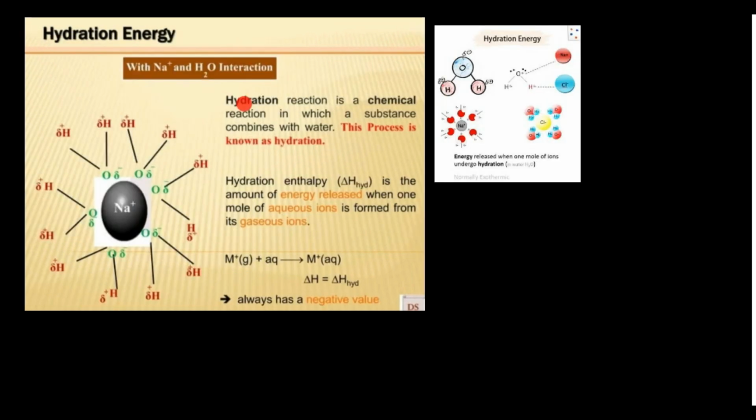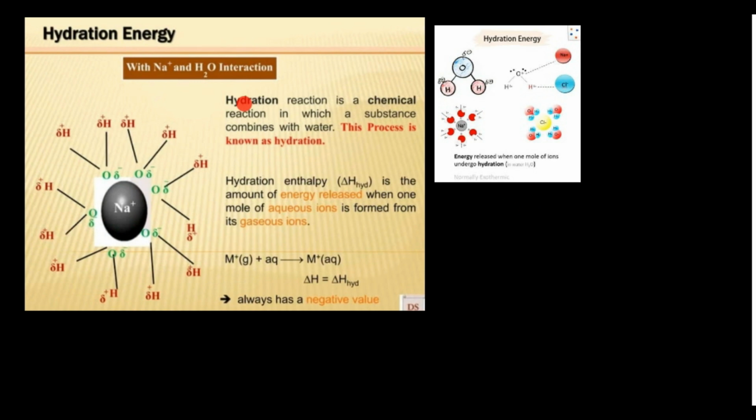Now the next thing is hydration energy. This is another very important concept, and from this concept you may find lots of questions in your competitive examinations, especially in competitions. The concept of hydration energy in the case of coordination compounds I have explained in my coordination chemistry lecture, but again I am going to repeat it here.